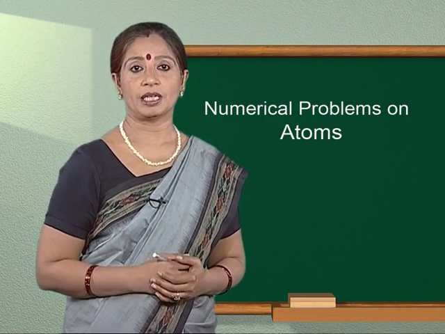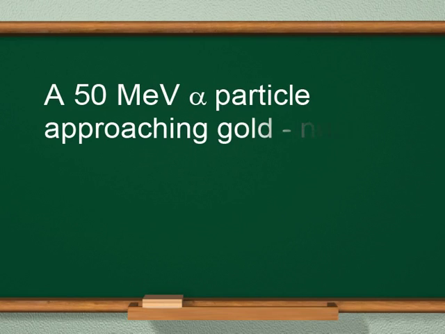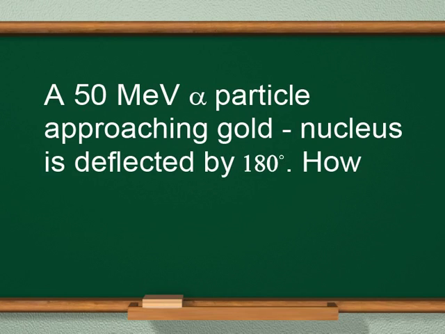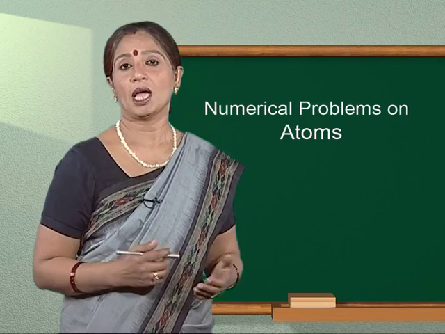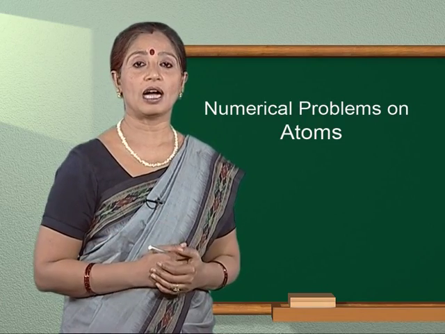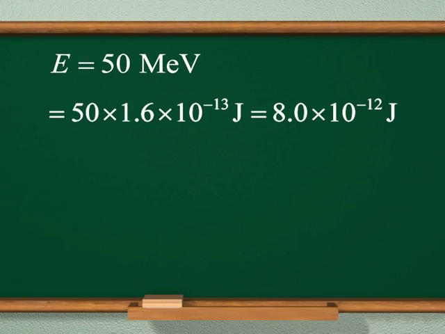My next problem is: a 50 mega electron volt alpha particle approaching gold nucleus is deflected by 180 degrees. How close does it approach the nucleus? Here, the energy of the alpha particle E is equal to 50 million electron volt, which is 8 into 10 to the power minus 12 joule, and Z is 79.